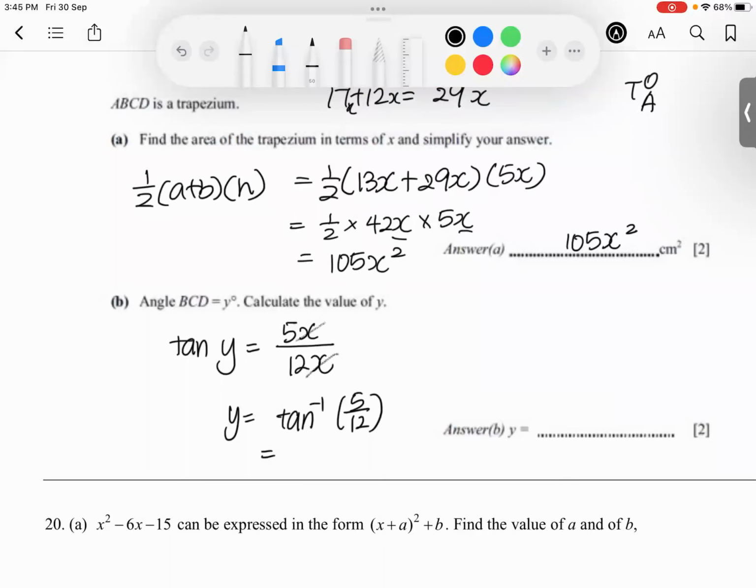Okay, so you get your answer 2.619 in degree 61. So okay, 2.6 now 1 dp. Is that okay?